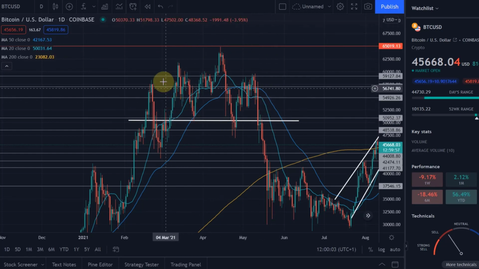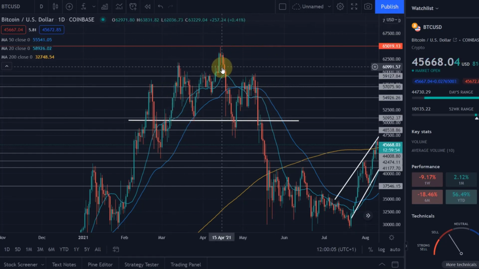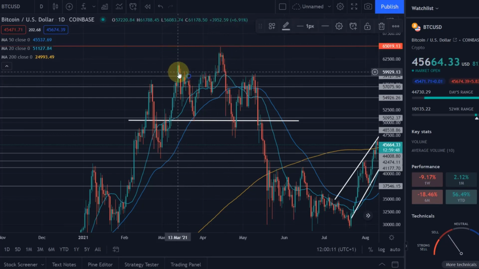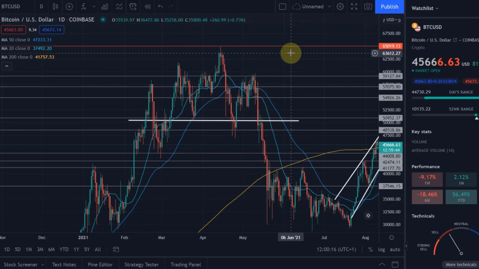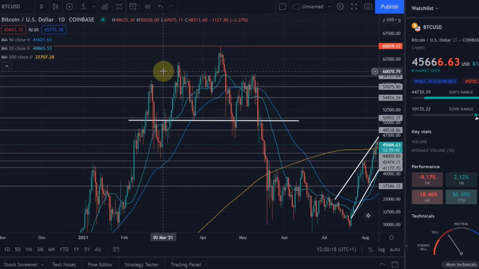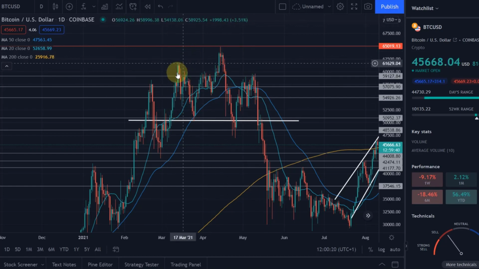Why is it called head and shoulders? Well, we've got one head, which is the high in the middle, and then you have one shoulder on the left and one shoulder on the right. This is sometimes more clear and sometimes less clear. It is rarely as beautiful as this one, because this is very clearly a head and shoulders. Sometimes it's a bit harder to spot.